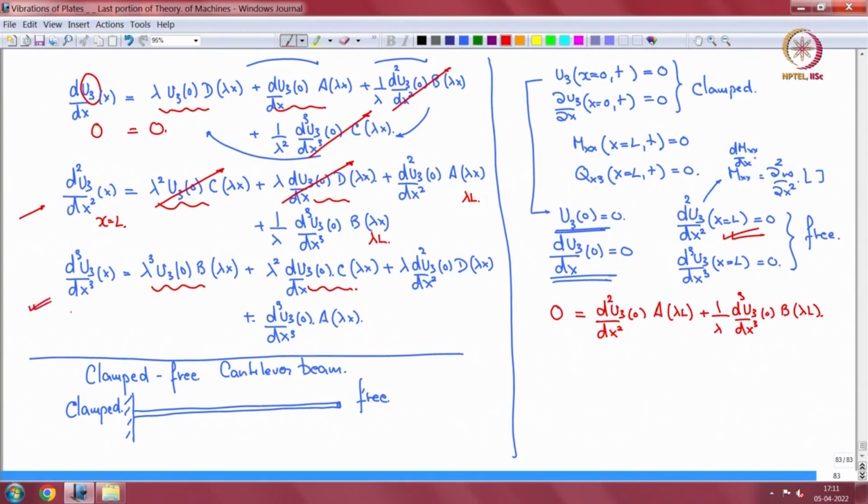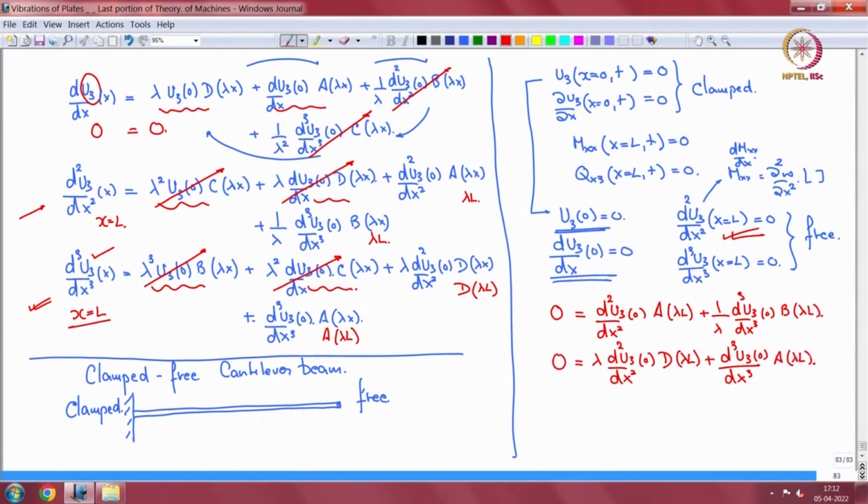Similarly, what does this say? At x equal to L, d3 u3 dx cube is also 0. This is 0 from the boundary condition. We are again left with D evaluated at lambda L and A evaluated at lambda L. So that gives me 0 equal to D of lambda L into d2 u3 dx square 0 into D of lambda L plus d3 u3 0 by dx cube into A of lambda L. These are the two equations that are left.